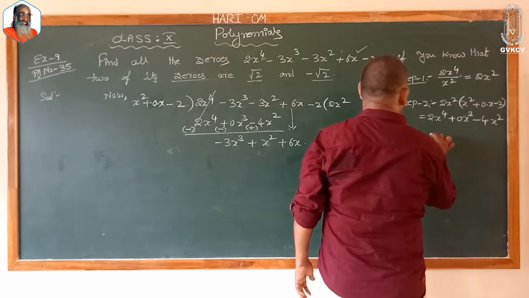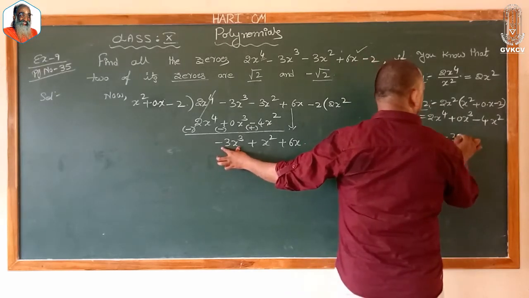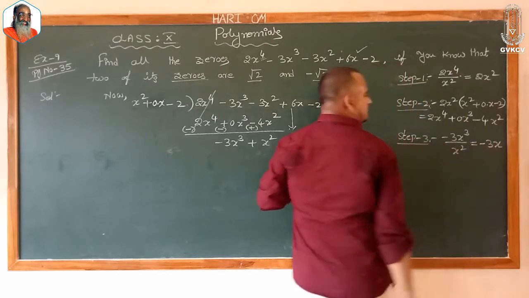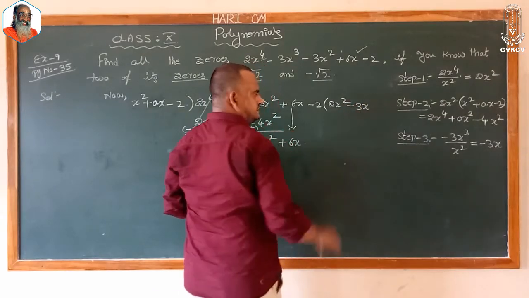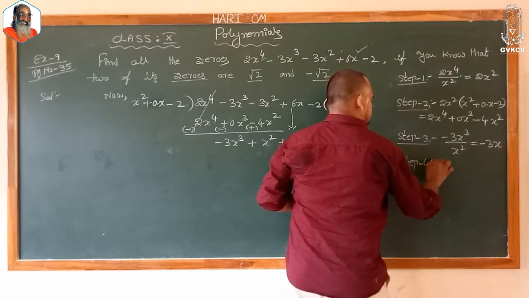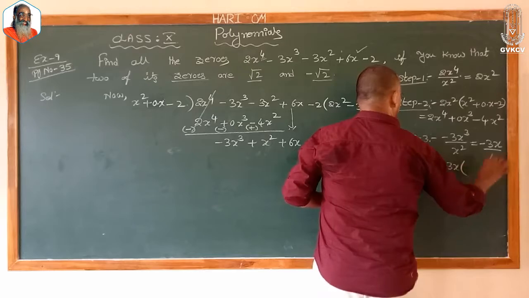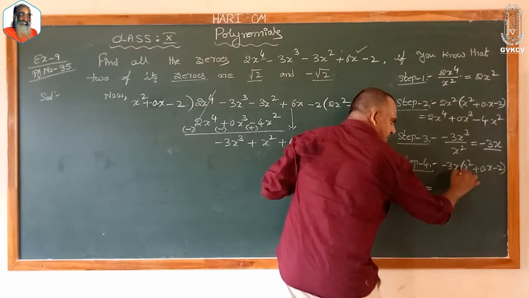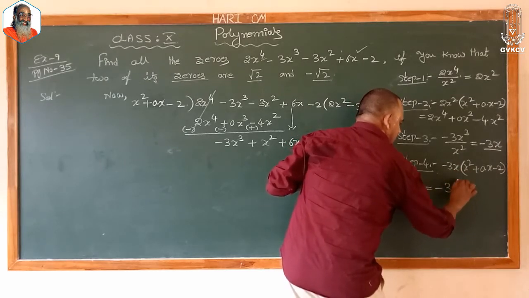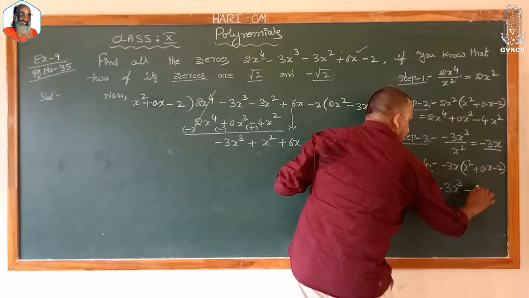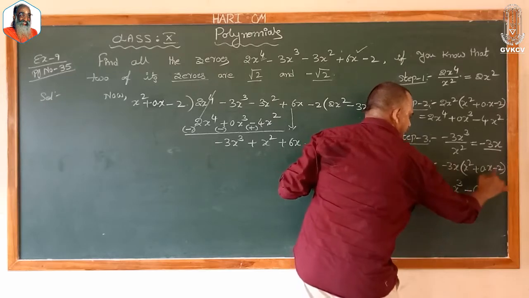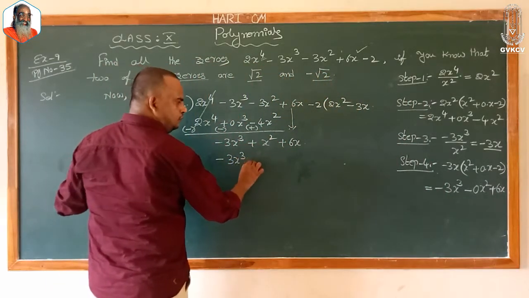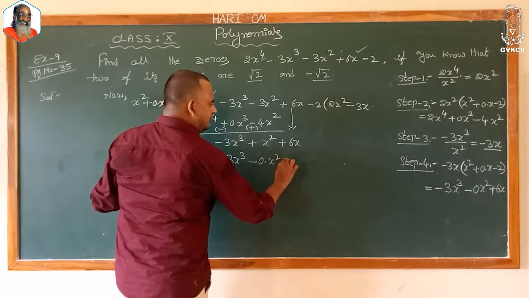What is the step 3? Now, the first term of the dividend, minus 3x cube, and first term of the divisor x square, we have minus 3x. Let us write that minus 3x in quotient place. Next, step 4. With this quotient minus 3x, we should multiply the divisor, that is x square plus 0 into x minus 2. Let us multiply. Minus 3x into x square, minus 3x cube; minus 3 zeros are 0, x square; minus into minus plus, 3 twos are 6x. Now what is the answer we have? Minus 3x cube minus 0x square and plus 6x.